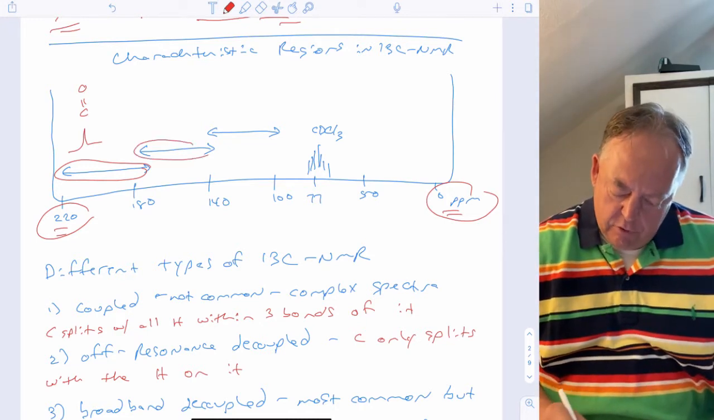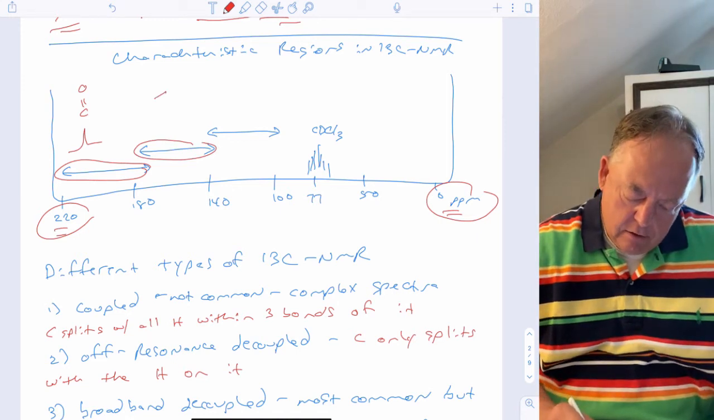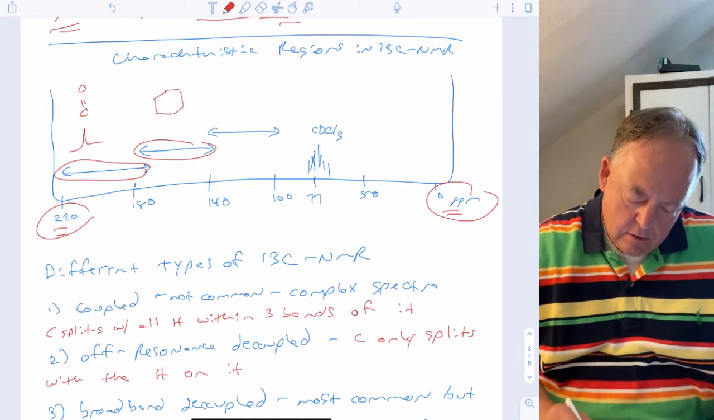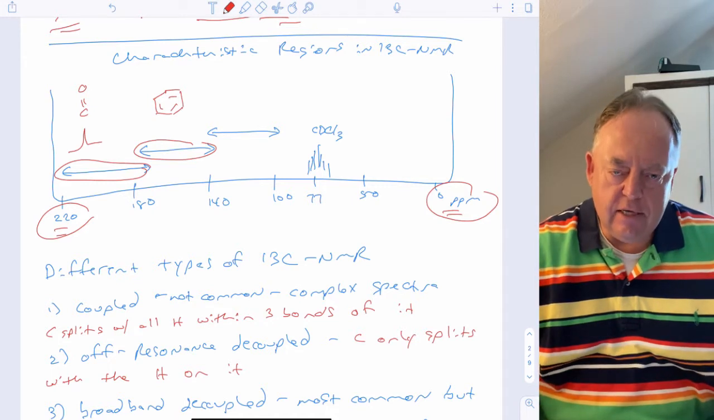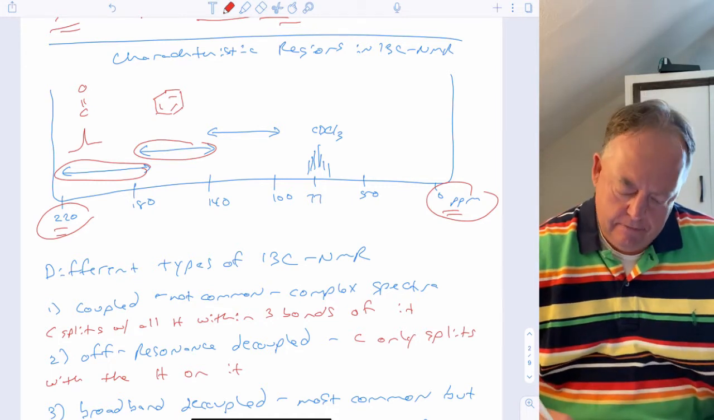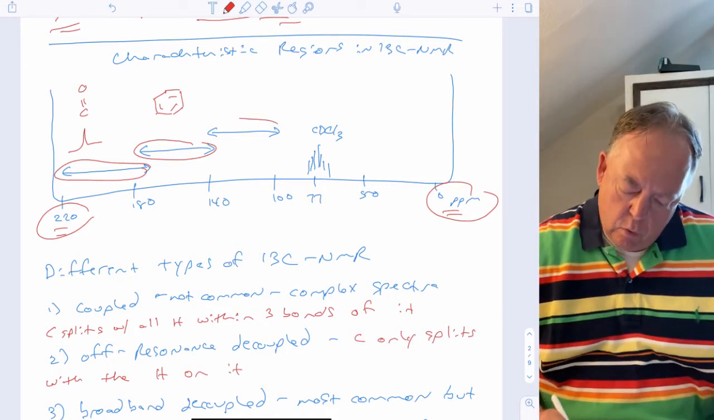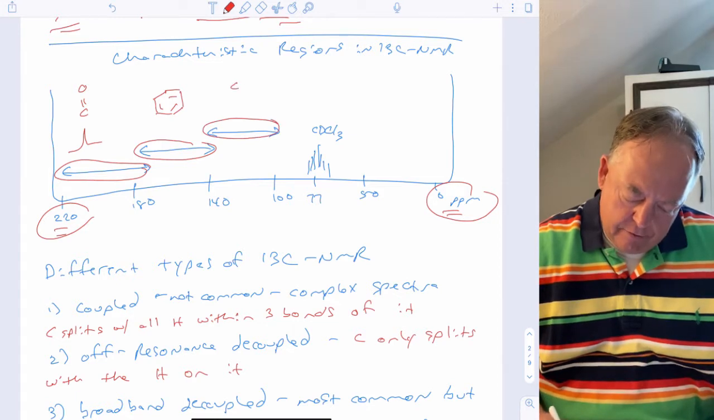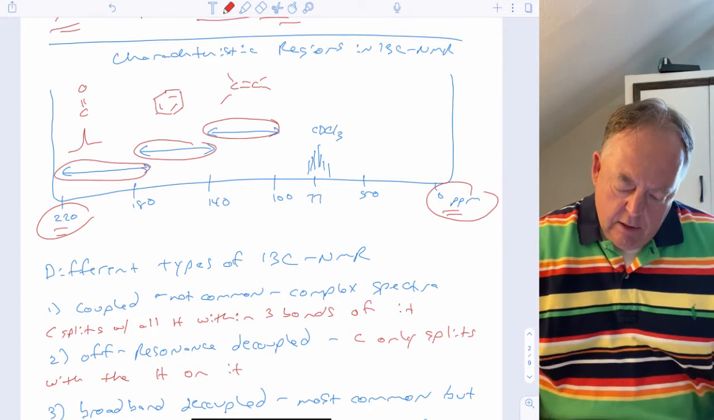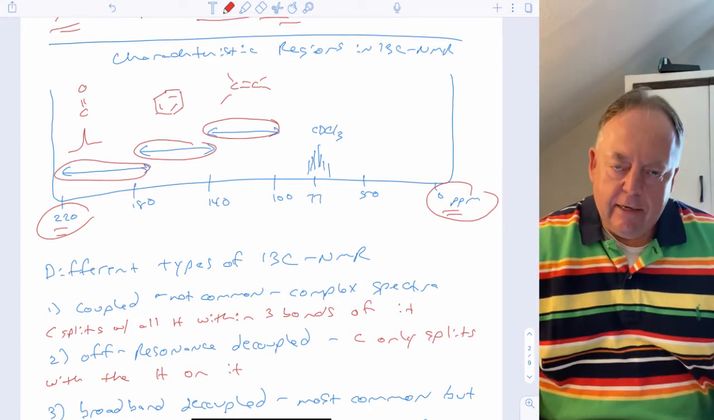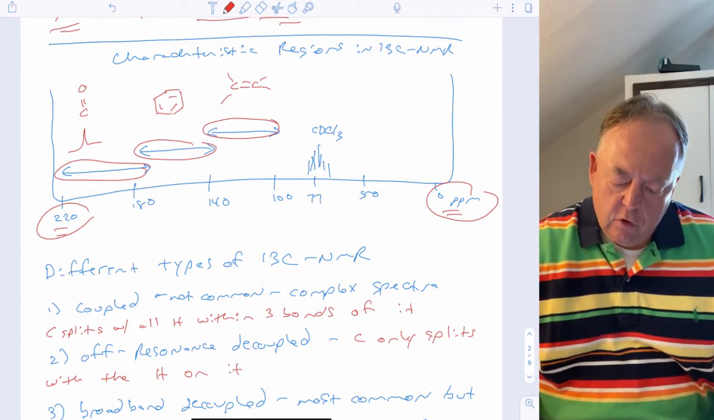If you see a peak between about 140 and 180, that is typically carbons in an aromatic ring like benzene. And 100 to 140 would typically be carbons in an alkene. And that's really about it. Those are the main characteristic regions for carbon NMR.